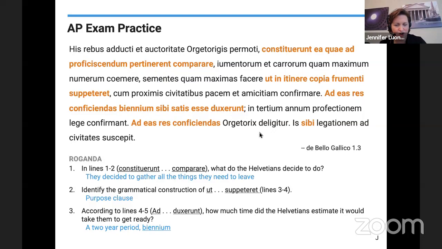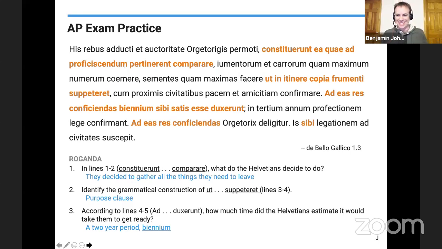And then number 3, according to lines 4 through 5, ad eas conficiendas biennium sibi satis esse duxerunt. Biennium is what you should focus in on when you're looking at how much time the Helvetians estimated it would take them to get ready. It was a 2-year period. And since we were just talking about a gerund, I'll point out that ad eas conficiendas, because there is a word agreeing with conficiendas, there is an object, that's a gerundive phrase. Those always mix my students up, and I was like, is this a gerund or a gerundive? And they're like, yes, it's one of those.